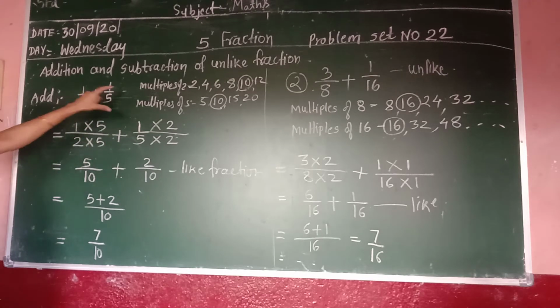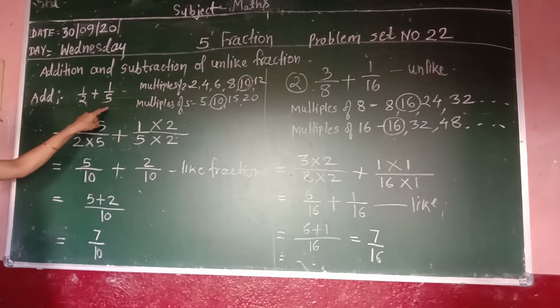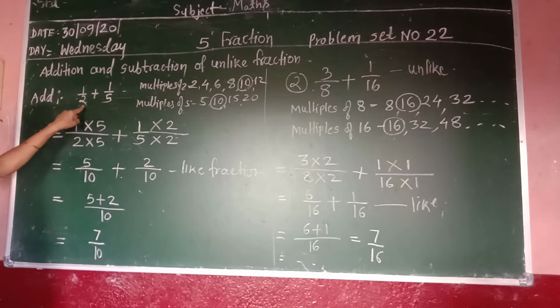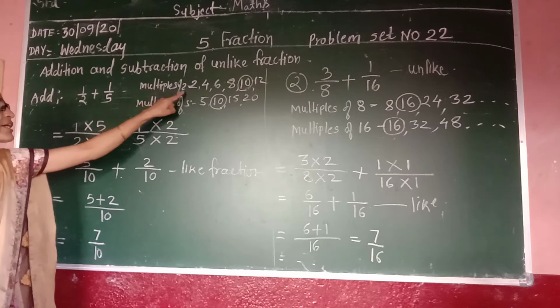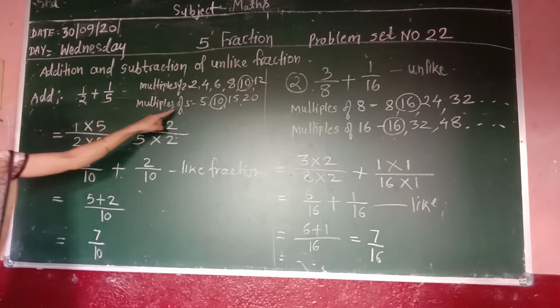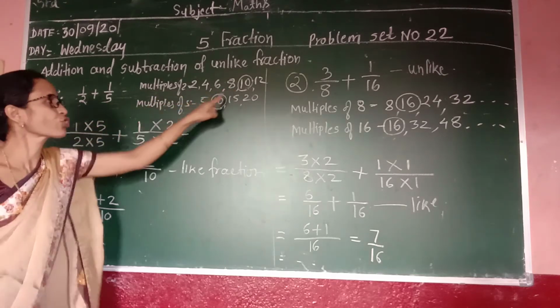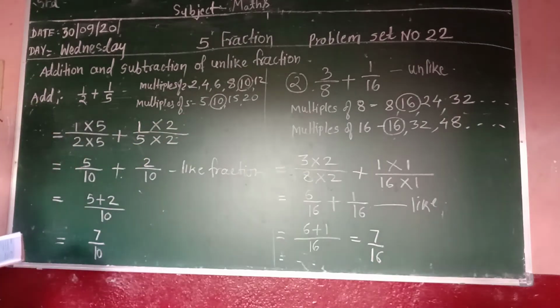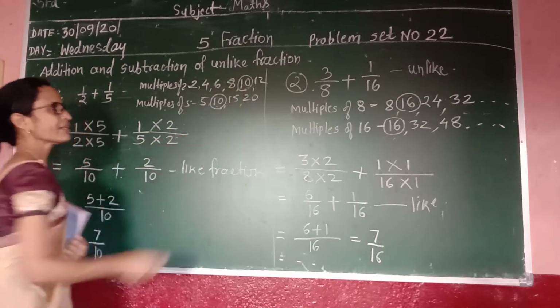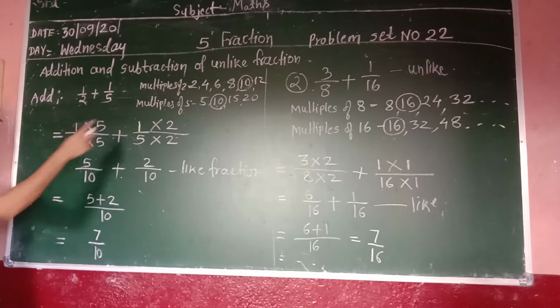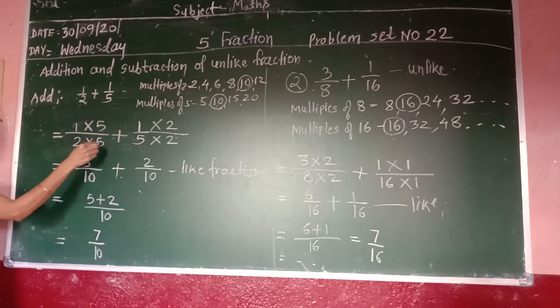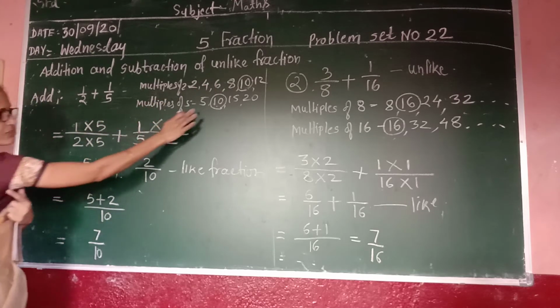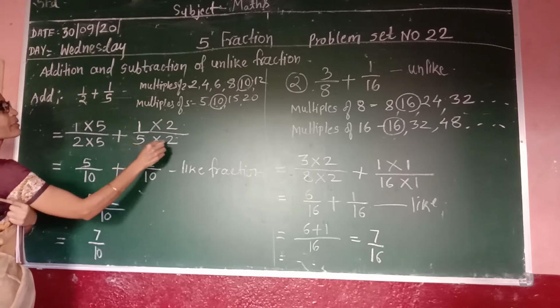Or you can write down the multiples of the denominators. Here are 2 denominators, so I write multiples of 2 and multiples of 5. Then what is the common multiple in both the tables? That is 10. Here 10 is a common multiple. So 2 5s are 10, and here 5 2s are 10. So that means 5 multiply 2.